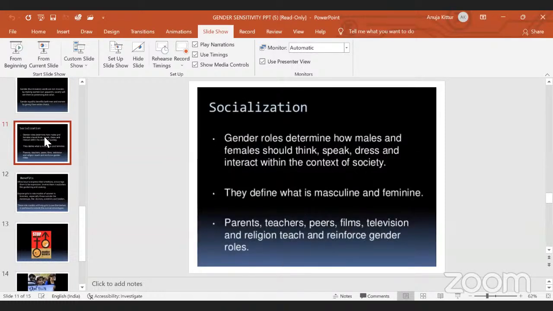Socialization. Gender roles determine how males and females should think, speak, dress, and interact within the context of society. They define what is masculine and feminine. Parents, teachers, peers, films, television, and religion reinforce gender roles.